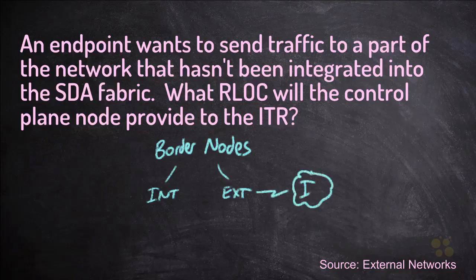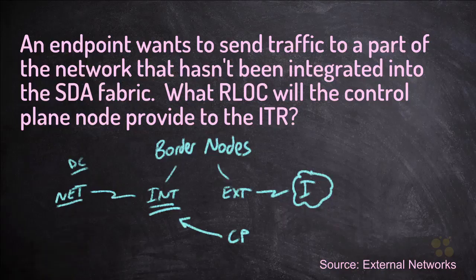However, the internal border nodes will connect to other parts of our network that just aren't part of the SDA fabric. That might be intentional. For example, the data center typically isn't integrated into the SDA fabric, and so it might be our data center that we're trying to get to. However, it might just be part of our network that we haven't yet migrated into SDA. Either way, the internal border node is going to handle those connections for us. And so when the ITR reaches out to the control plane node, it's going to send it the RLOC for the internal border node. And that wraps up this quiz.